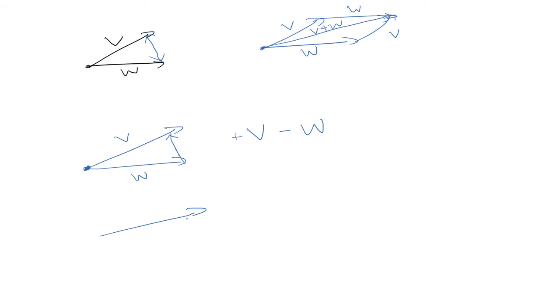Versus if it was going down, like this, we know v is going up. So this is going down. It's going the opposite direction of v. So that's going to have negative v plus w. So that's going to be our answer.